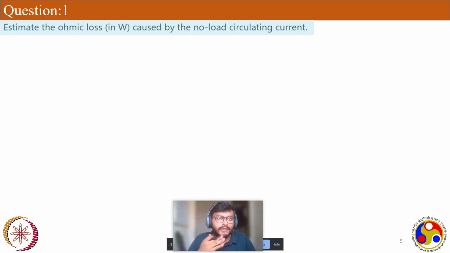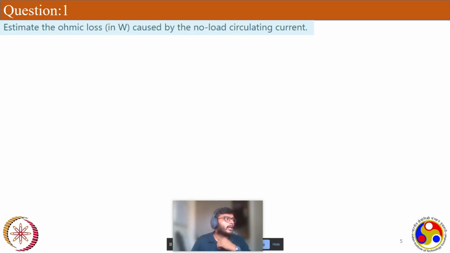Now we were asked to estimate the ohmic losses in watts caused by the no load current. We already calculated the no load current. We know the value of the current, and we have to calculate the ohmic losses, that is resistive losses. Which part will contribute to my ohmic losses? If I have a total impedance in R plus jX form, my real part, which is the resistive part, will contribute to my ohmic losses.